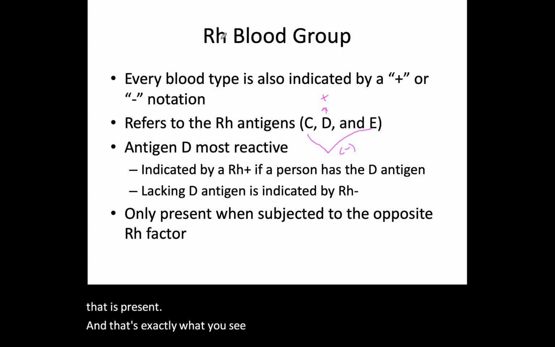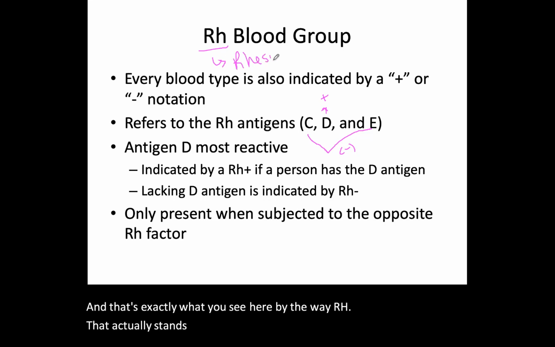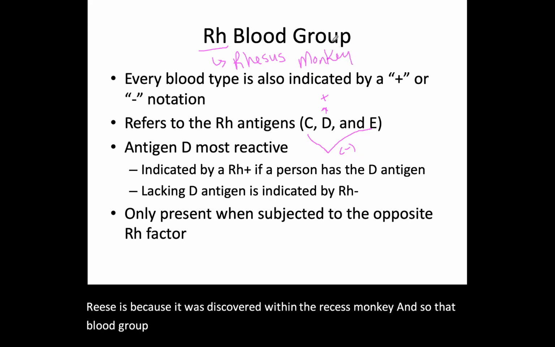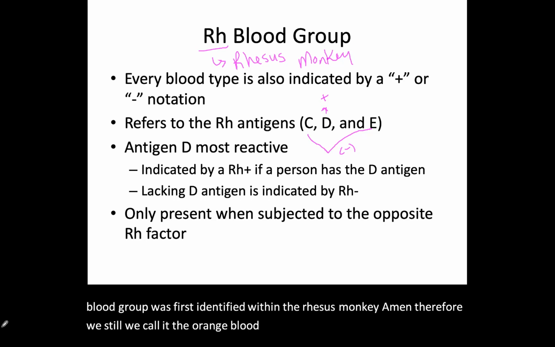By the way, Rh actually stands for rhesus because it was discovered within the rhesus monkey. And so that blood group was first identified within the rhesus monkey, and therefore we call it the Rh blood group.